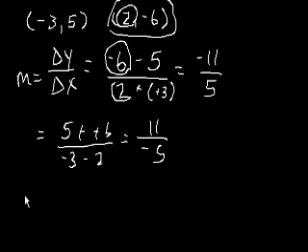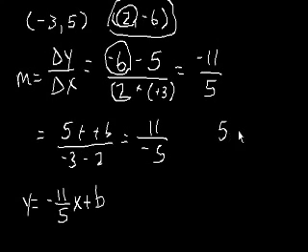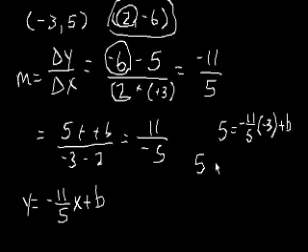So the equation of this line so far is y equals minus 11/5 x plus b. Now we can take one of these pairs on the top and substitute back and solve for b. Let's take the first pair. So 5 is y, so we say 5 equals negative 11/5 times negative 3, right? I just put the x in for x, plus b.